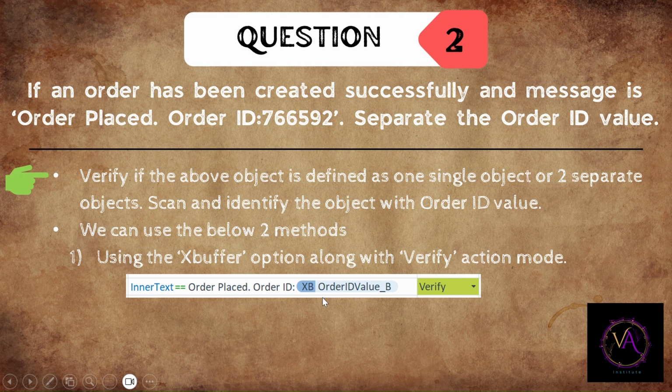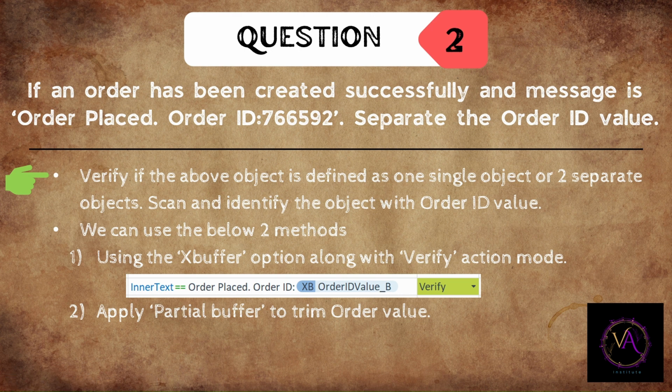Now, the next option is using partial buffer. We can trim this value. So apply partial buffer to trim the order value. Exactly the same way, you can identify a module, go to the test case, and then get all of these things and save it in a buffer. Once you save it in a buffer, we can send it to partial buffer and ask it to cut short whatever value you want.